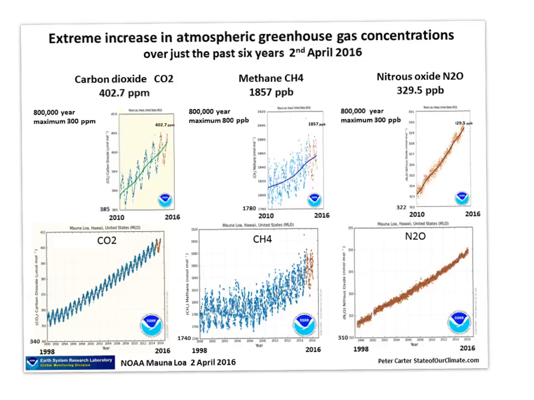Concentrations of the main greenhouse gases have increased over the past 6 years. Thus, during the maximum, concentration for CO2 was 300 parts per million and has reached nearly 403 ppm. Methane has risen from 800 parts per billion to 1,875 parts per billion, and nitrous oxide from 300 parts per billion to nearly 330 parts per billion. These are extreme increases.